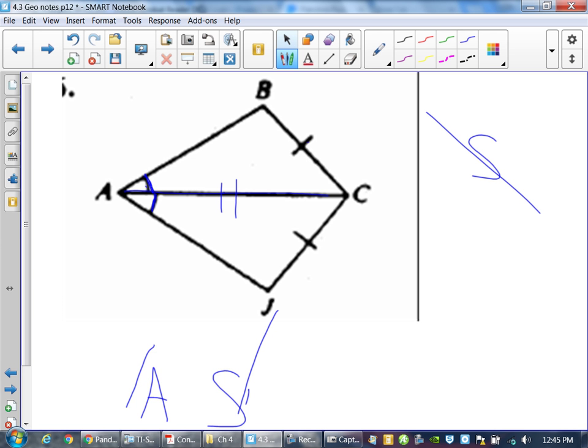You have to follow your lettering. It's not side, angle, side because the angle would have to be between the two sides. In this case, it was not. Now, if it was this angle here, in this one, then you'd be okay. But since it's not, it won't work. Okay? That's why.